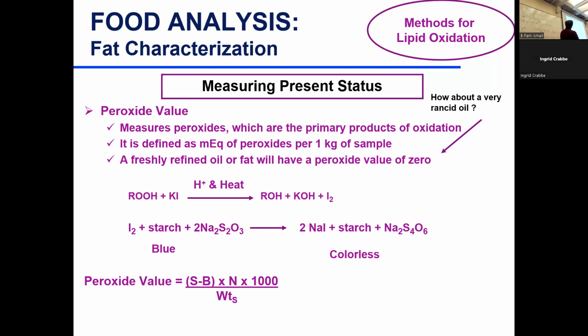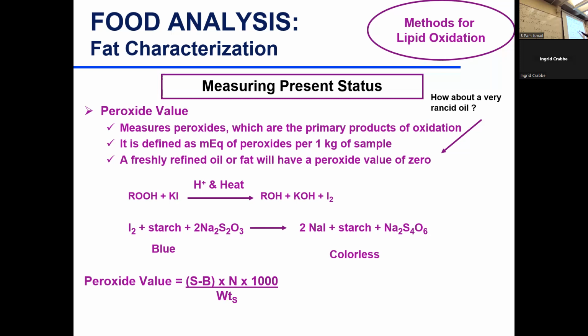But in the lab, you're going to measure peroxide value. So again, when I tell you define peroxide value, it measures peroxides, which are the primary products of oxidation, so the first products of oxidation, basically. The unit in this case is milliequivalent, not milligrams, not grams, milliequivalent of peroxides per kilogram of sample. That's different now. Who decided this and why? I have no idea. But it is so, it is milliequivalent per 1 kilogram of sample.